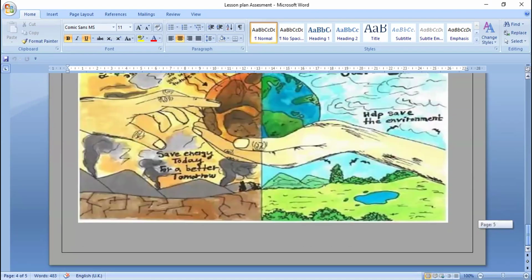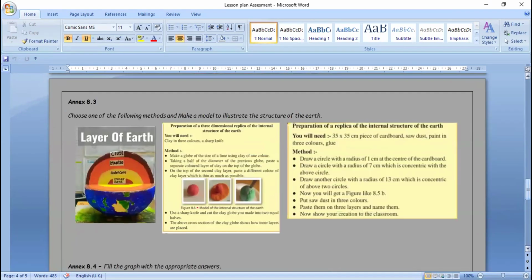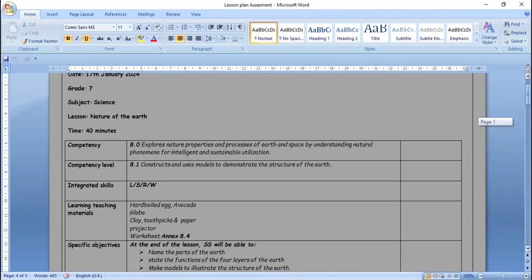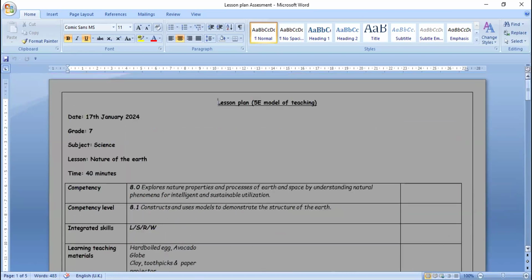Can you take this up, please? Yeah, ma'am. Sure. I just want to have a look at the first part, the specific objectives.